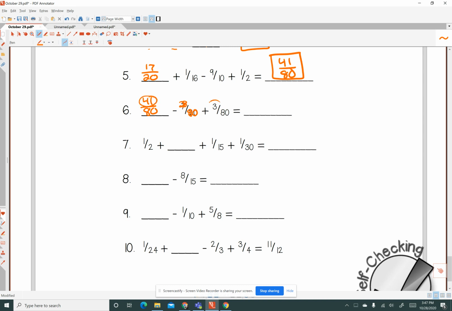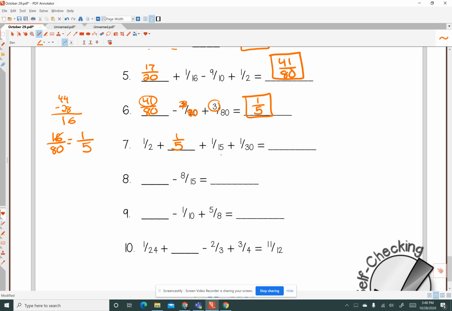So 41 plus 3 is 44. And 44 minus 28 is 16. And we can reduce that 16/80ths because it's divisible by 16. We know 16 is a factor of 80. 16 goes into itself 1 time, and it goes into 80 5 times. So that would equal 1/5, which we will put there.